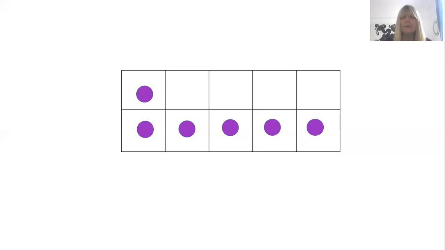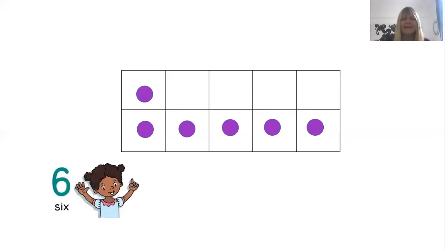If you can, show me with your fingers what 6 looks like. If you can draw the numeral 6 in the air, fantastic. Or on a piece of paper, if you've got a piece of paper around, you draw 6. And it should look like this. Here's a little girl, she's showing 6 fingers, and we've got the numeral 6 and even the word written. Fantastic.